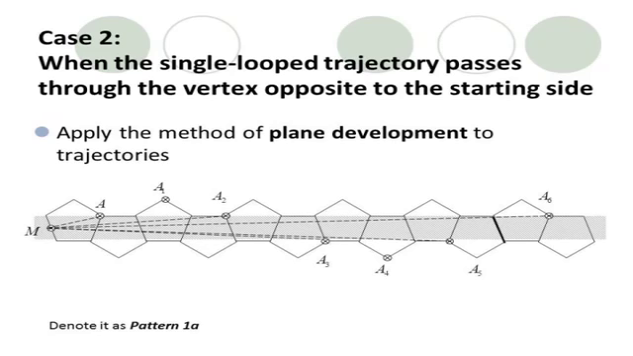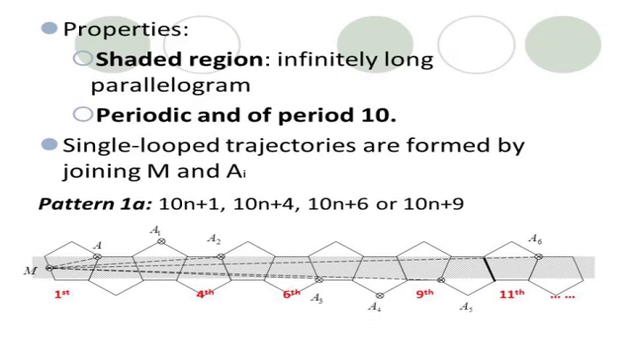We first introduce plane development of pattern 1A. We can see from the figure that only the line joining the starting point to the points corresponding to vertex A in the first, fourth, sixth, and ninth pentagons lies within the series of pentagons. And the position of the vertex corresponding to vertex A is of period 10.